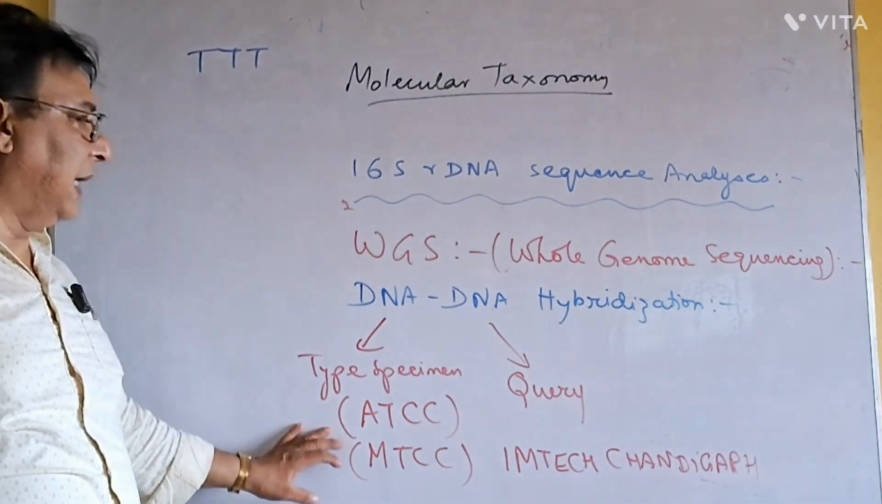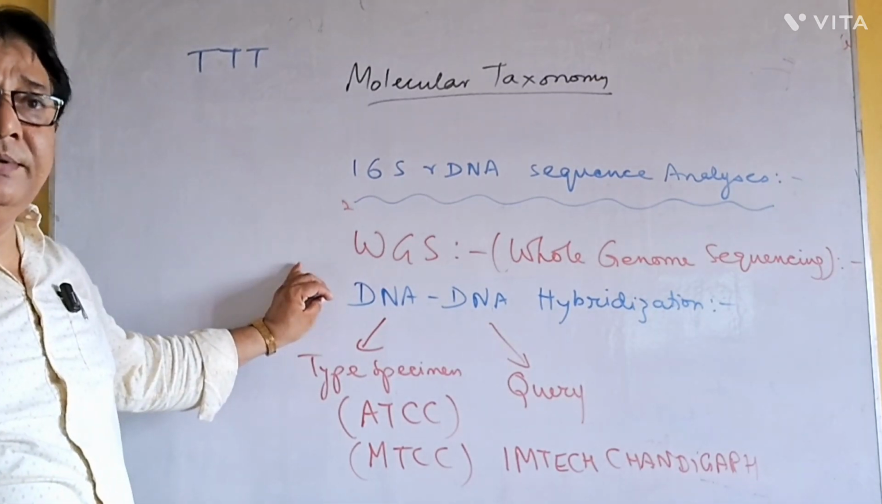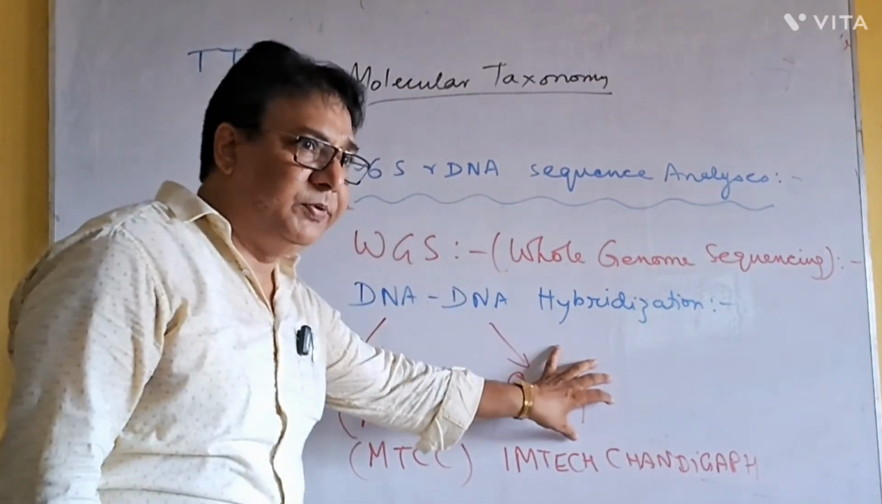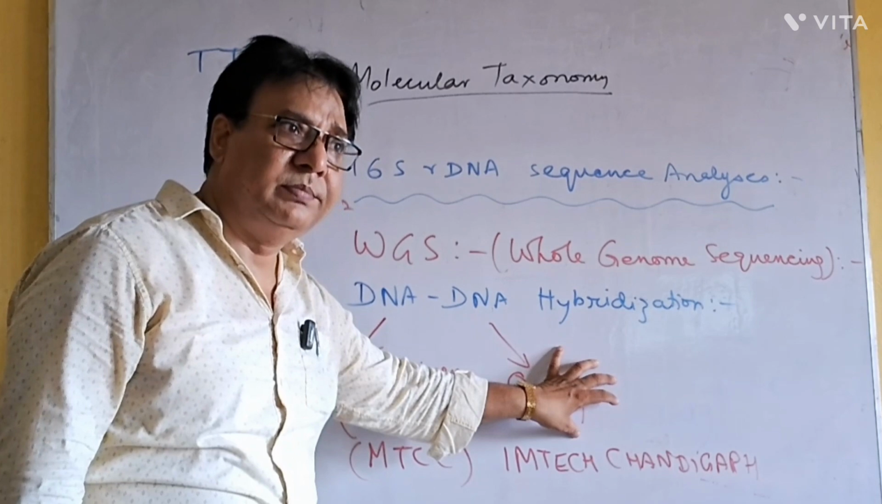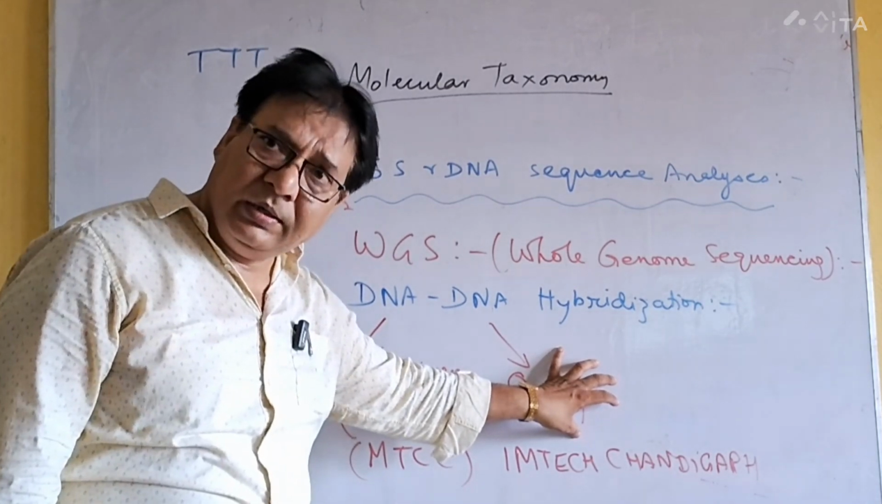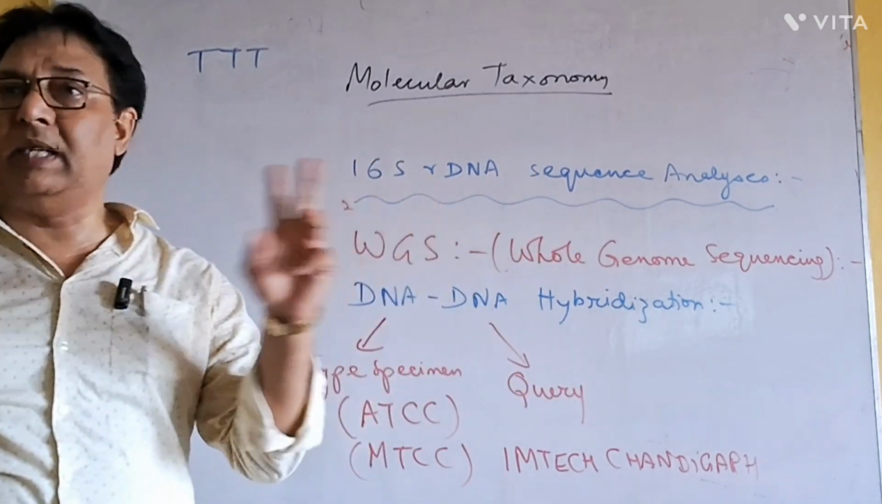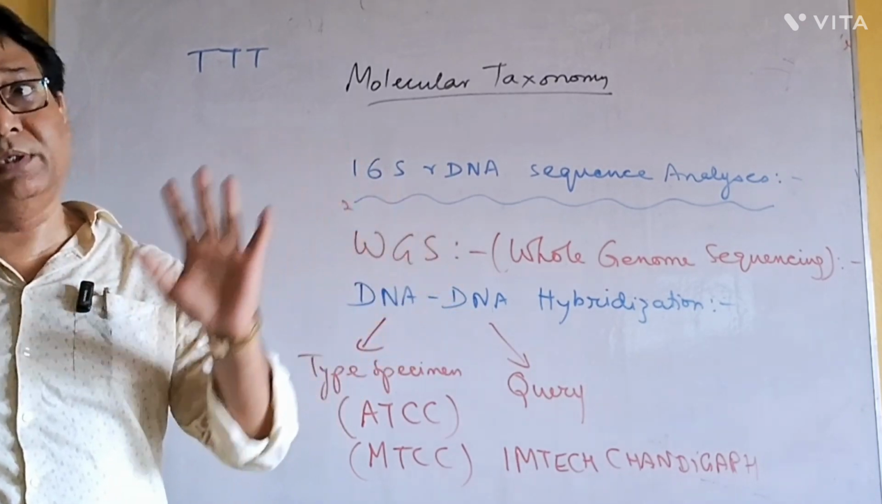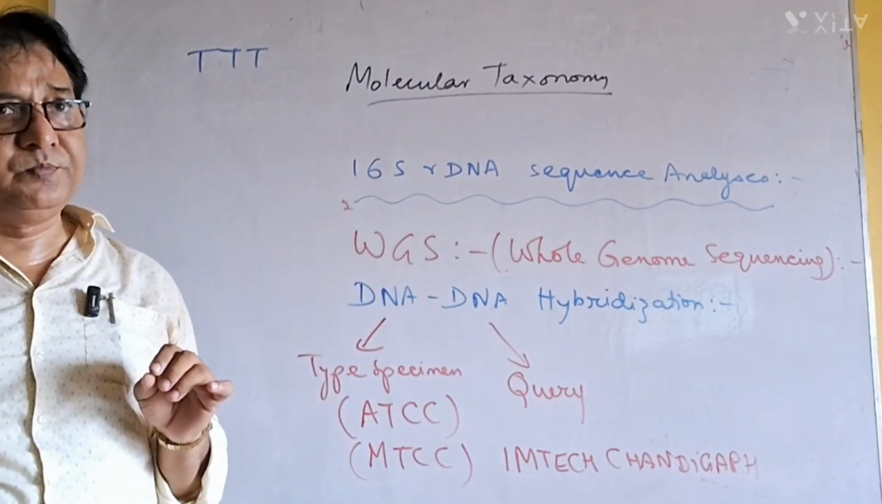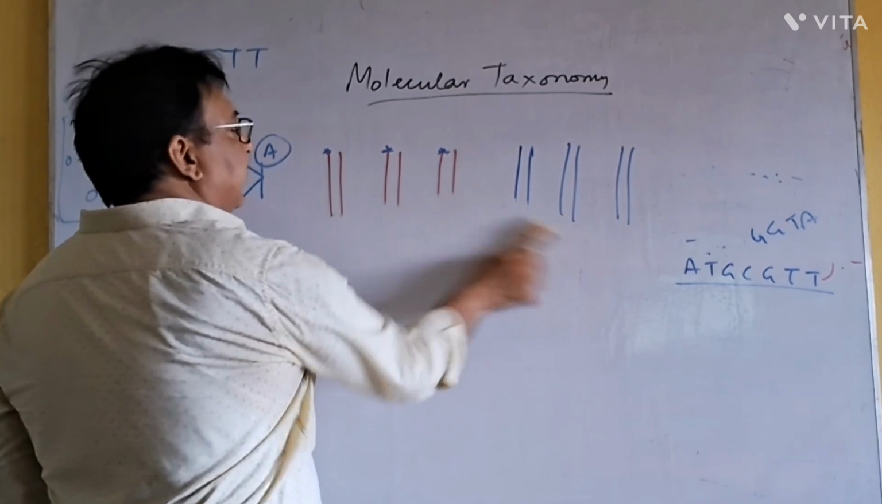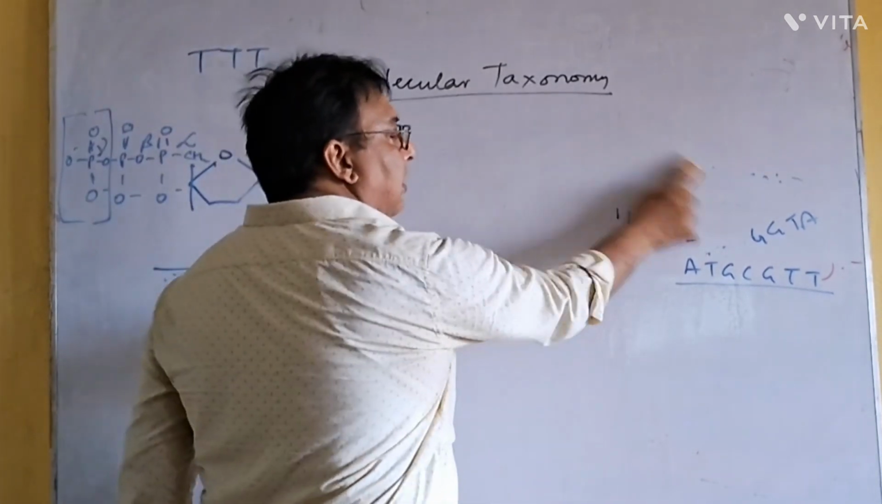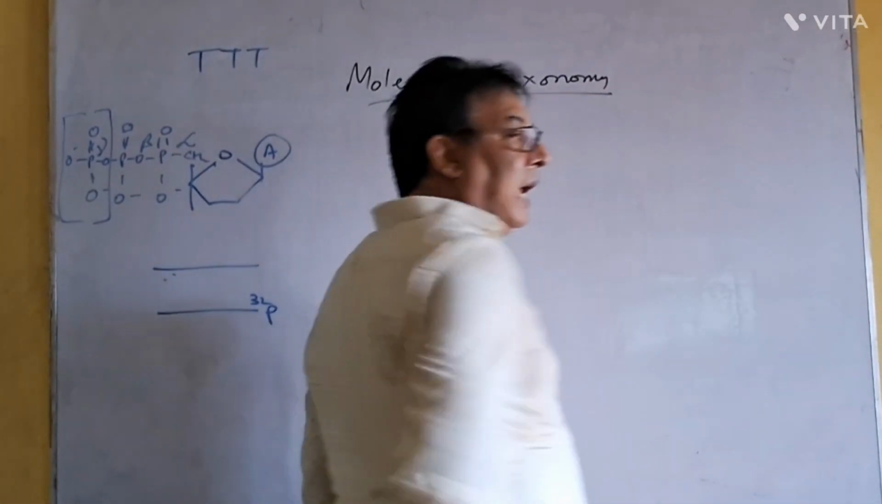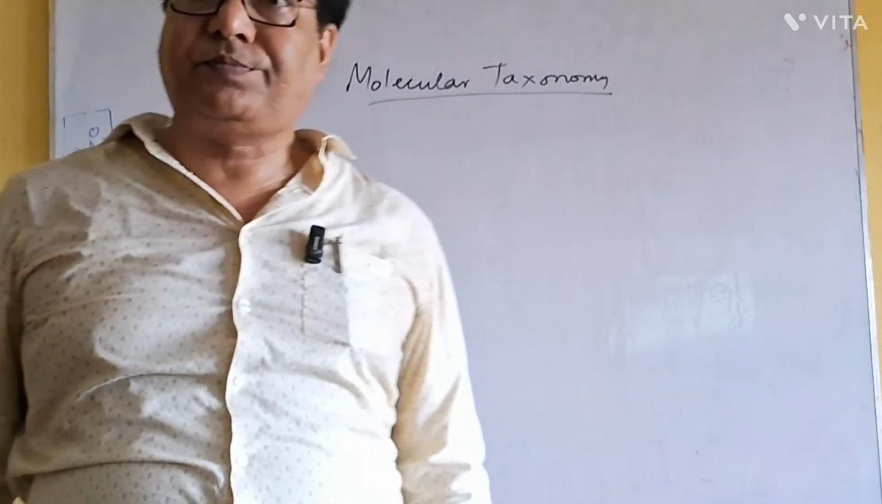And then you can isolate the whole DNA from there. You will isolate the whole DNA of your query organism. Okay? Now you have got two DNA samples. One is of the query and one is of the type specimen. We can match our organism's DNA with the type specimen DNA.